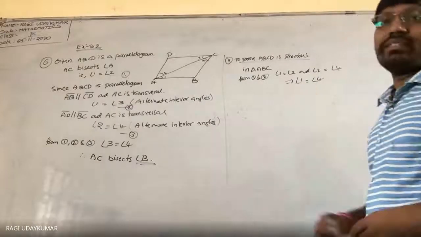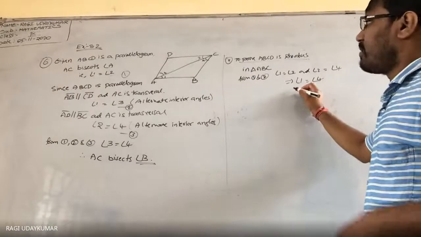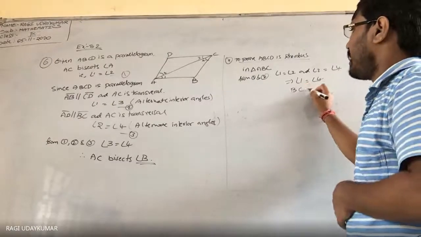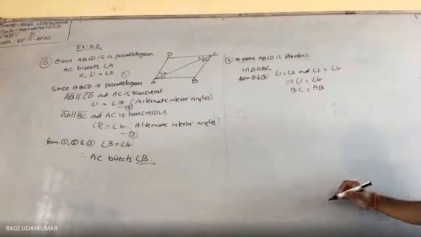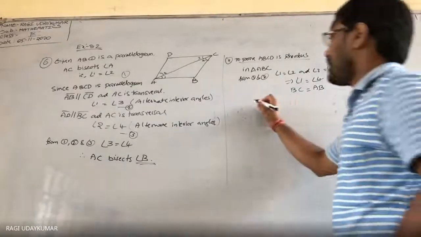So two angles are equal means their opposite sides are equal. What is the side opposite angle 1? It is BC. What is the side opposite angle 4? It is AB. So BC equals AB. So therefore adjacent sides are equal in a parallelogram.